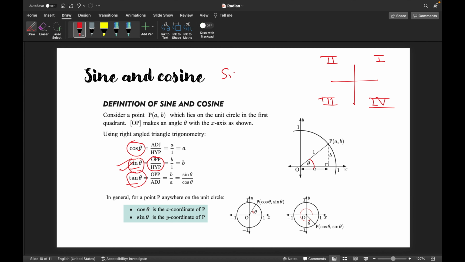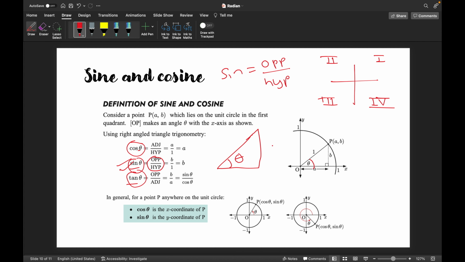So sine is opposite by hypotenuse. And cos theta would be adjacent by hypotenuse. So adjacent would be A, and the hypotenuse would be 1. So it's going to be A by 1, which is A. So sine is opposite by hypotenuse. Cos theta is adjacent by hypotenuse. Okay, I'll draw a figure here.